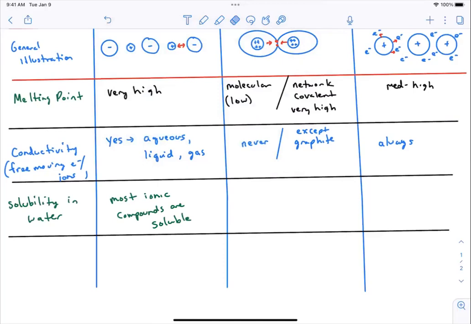Because remember, water's polar, so it generally can attract the ions in an ionic compound and separate them apart. But sometimes the ionic attraction is so strong that the water can't overcome it.